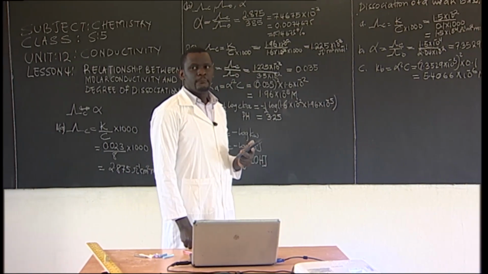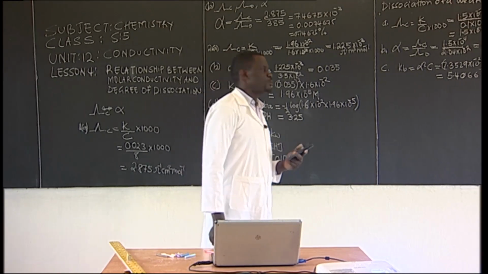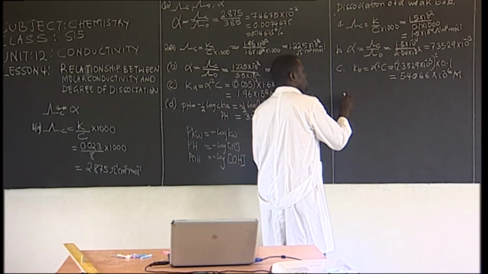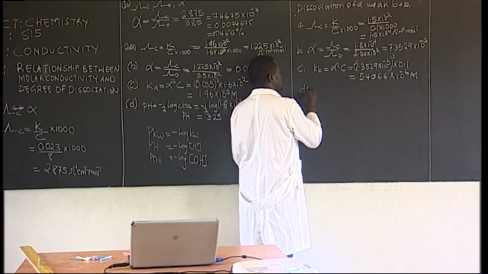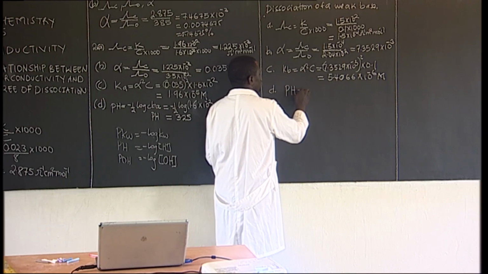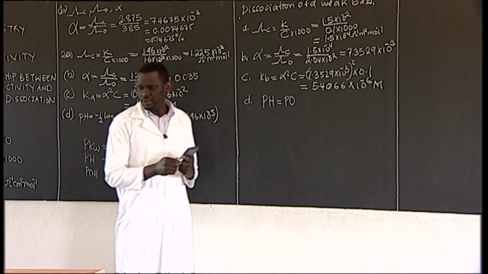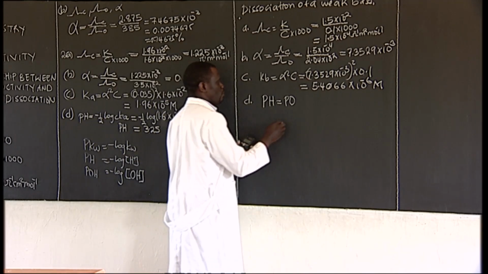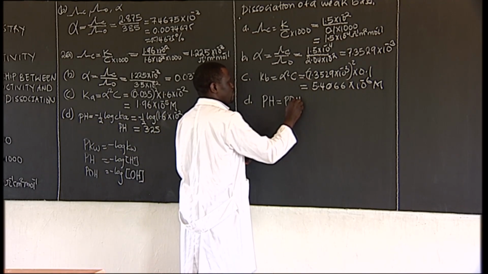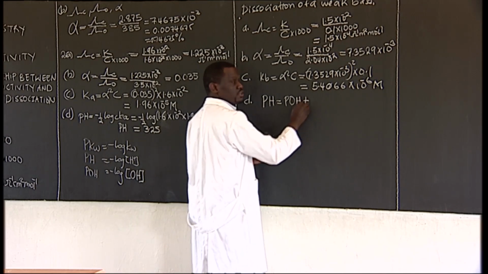So we continue. We want the pH. We shall get the pH from pOH. So we shall say pH is equal to pOH.